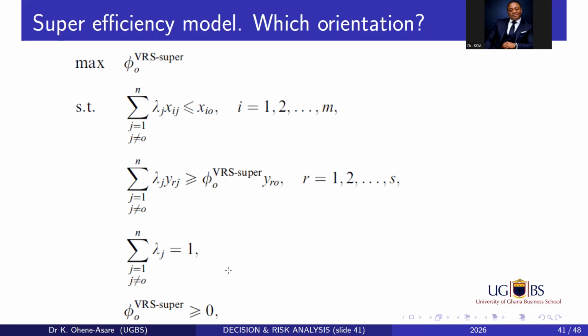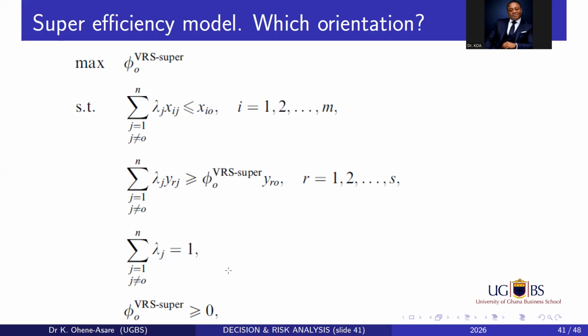Okay, Doc, I think one thing I'm noticing is in the constraints, in addition to the J is equal to 1, now the DMU under consideration, which is the not, is being excluded. So we have J not equal to the DMU under consideration. Perfect. That's all, guys.